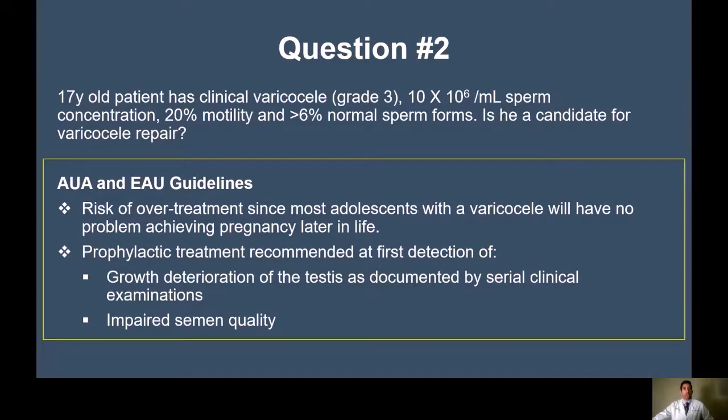The biggest risk in this population is overtreatment, as many adolescents with a varicocele will have no problem achieving pregnancy later in life. However, there are 2 conditions that can help you decide on whether a varicocele repair should be performed. This includes impaired semen quality or a growth deterioration of the testicle or abnormal size as documented by serial clinical examination or scrotal ultrasound.